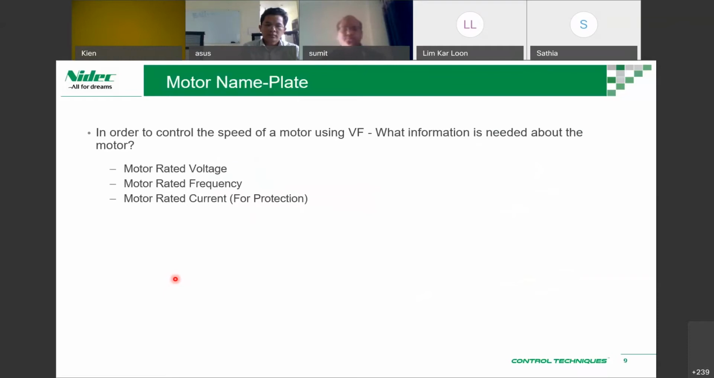So what we need is voltage, supply voltage. The motor rated frequency, we need to know what the frequency of the motor is. There are 50 hertz motors, there are 60 hertz motors, and our supply is 50 or 60. So these ratings will be needed. And then we need to know the motor rated current. The motor rated current is merely for protection. For example, you may have a 100 ampere motor, but without load, you're not going to get 100 ampere. The current would be determined by the load. So to run a motor, you basically just need voltage and a frequency. The current is determined by the load.